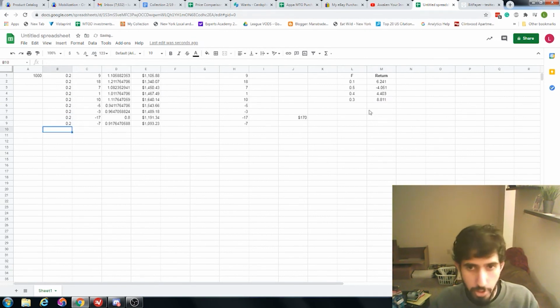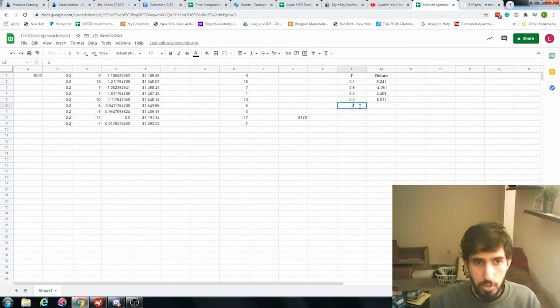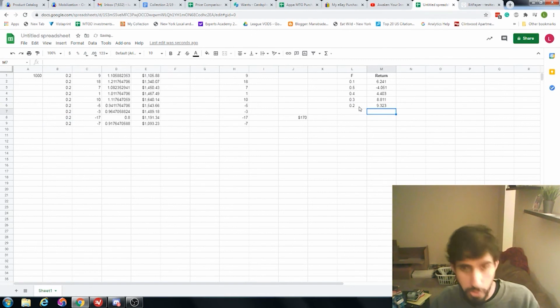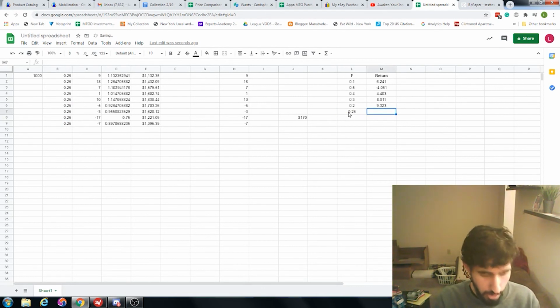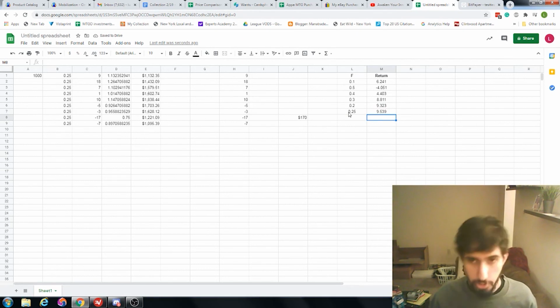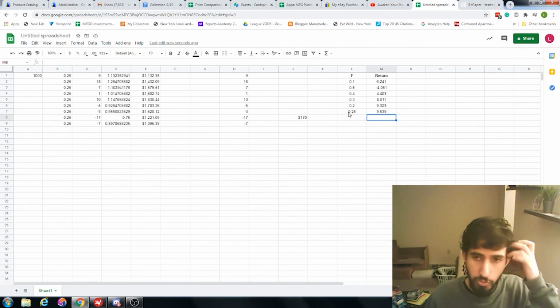That gives us an even better return. This gives us a 9.323% return. So this is the best one we've found so far. So let's try 0.25. That's even better. So 0.25 gives us a 9.539% return. And in fact, the book says the optimal F for this particular bet is 0.24 or 24%.